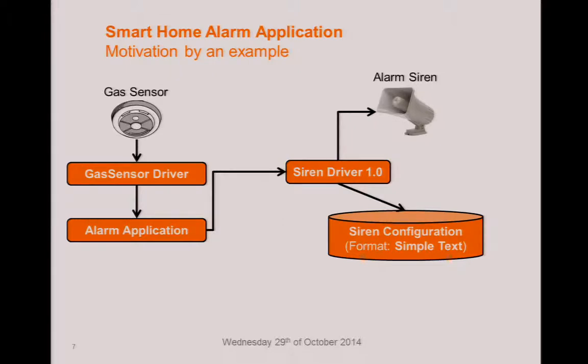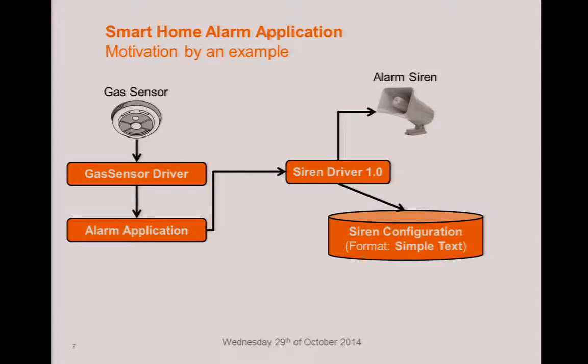To illustrate, this is a typical alarm application that gets its data from a gas sensor. So if you have a gas leak, the gas driver will notify the alarm application, which will ask the siren driver to make the loud siren or something. The siren driver uses a siren configuration, which contains things like the ringtone, loudness, things like that. And it's in a simple text file. This is just for illustration.